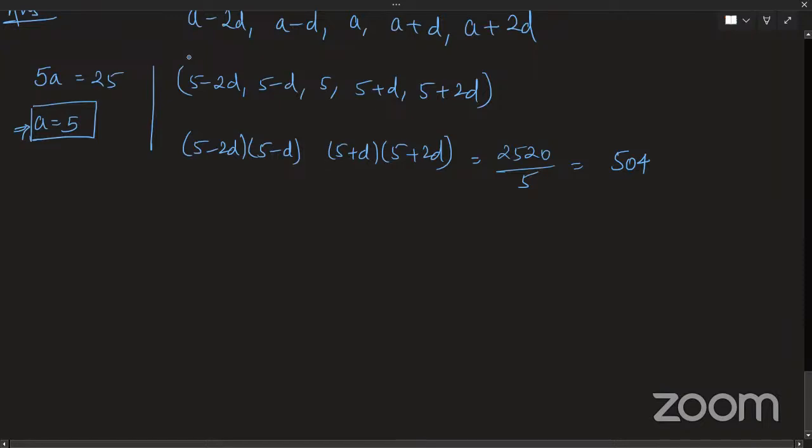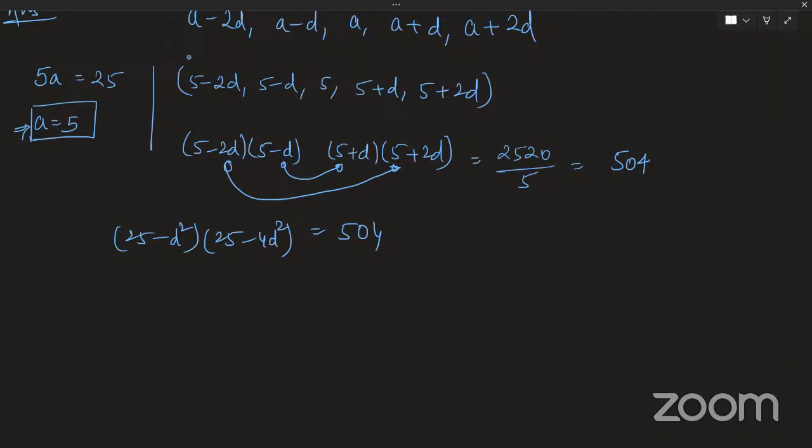So we have 5 minus D, 5 minus 2D, 5 plus D, and 5 plus 2D. In order to solve it, it is very intuitive: use a plus b and a minus b, which is a square minus b square. So it is 25 minus D square multiplied by 25 minus 4D square is equal to 504, right? I have used a plus b, a minus b. Yes, sir. So when you open this bracket, what will happen? Will you be able to open this bracket? Yes, sir.